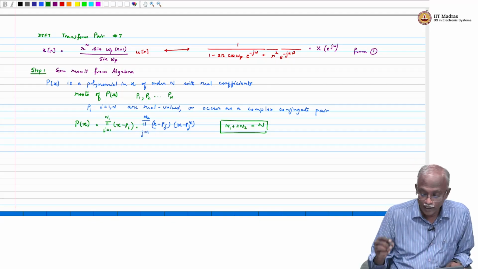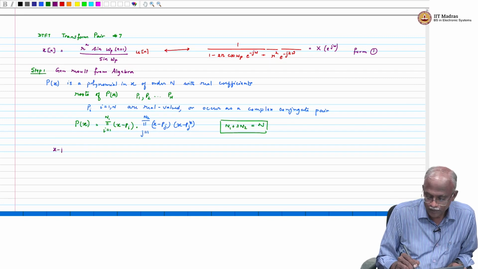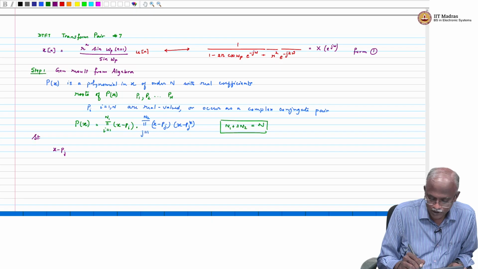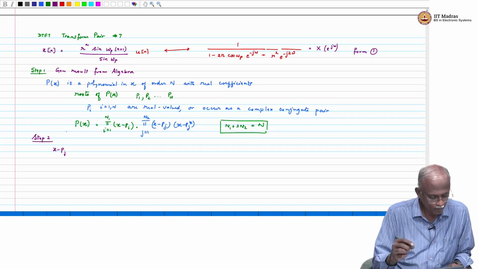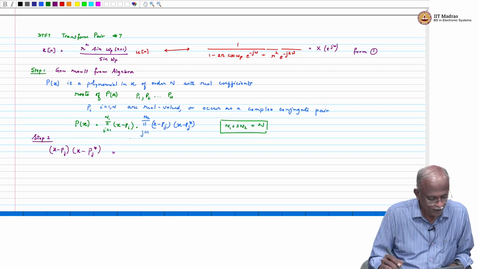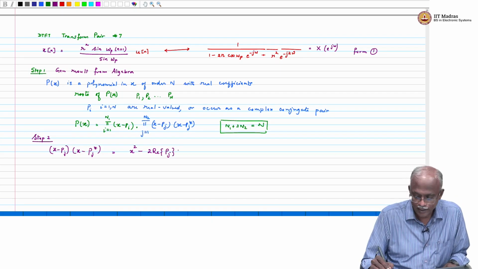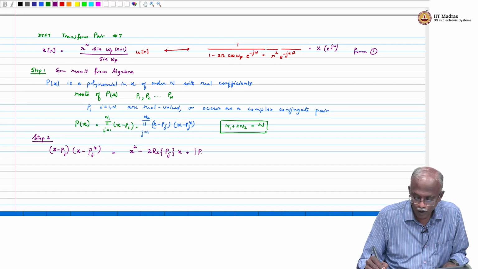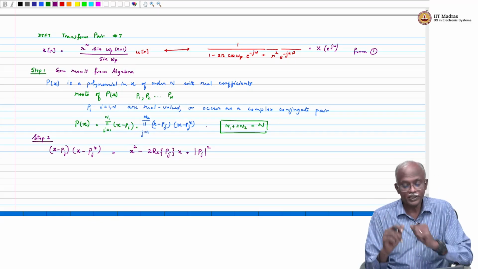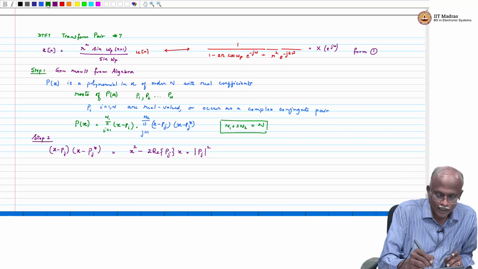This is always true. Now, I want you to look at what does this complex conjugate pair look like. x minus pj, so this is step 2. For step 1, we said, okay, this is how the polynomials will get factorized. x minus pj times x minus pj conjugate. Please multiply and tell me what you are getting. You will get x squared minus 2 times the real part of pj, because you get pj plus pj conjugate, times x plus mod of pj whole squared, because pj times pj conjugate will be mod pj squared. Okay. Now, step 3.